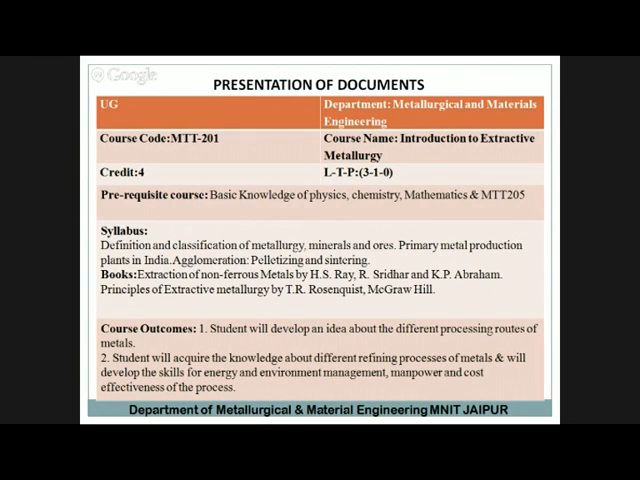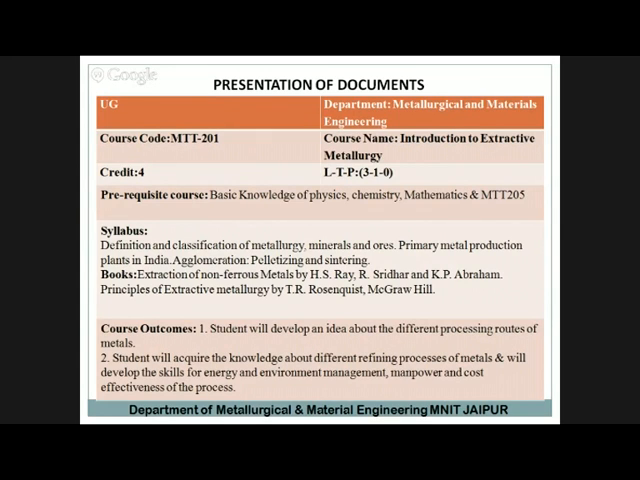See, presentation of document. This is the course file. One course is MTT 201. This is the course code. The course name is Introduction to Extractive Metallurgy. That is the credit. Each course has its own credit, and this is a 4 credit course. LTP means lecture, tutorial and practical.